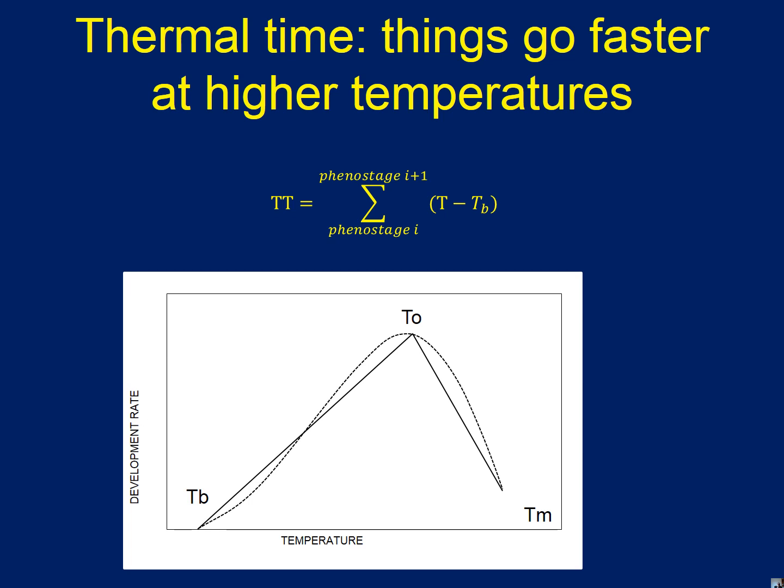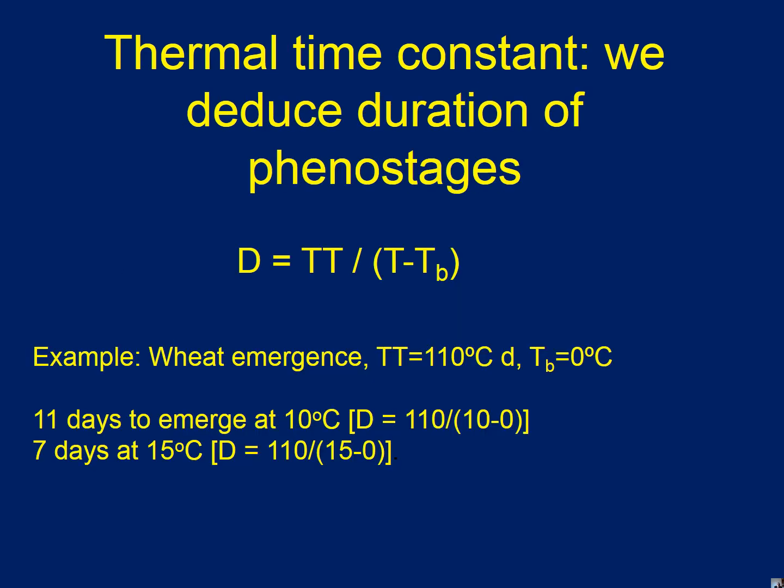Thermal time is the sum of the temperature above base temperature for a given phenostage. If thermal time for a given phenostage is constant, then we can deduce its duration using this equation. In this equation, d is duration, which is equal to the thermal time for the phenostage divided by temperature minus base temperature.